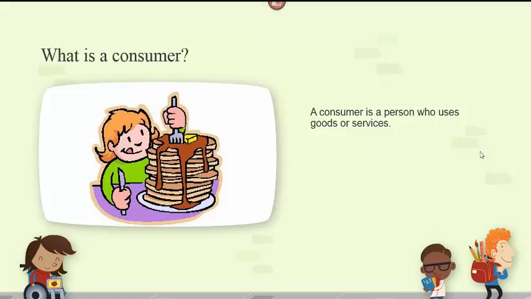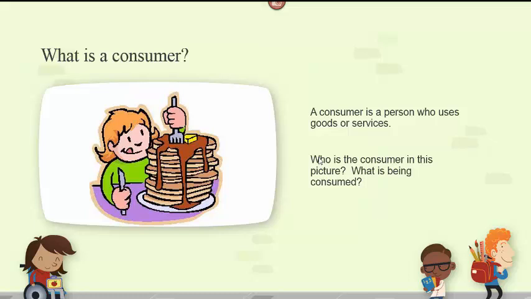Now, if you remember back to the last video, a good is something that you can buy, that you can use. And a service is something that you do for someone else. So a good is a thing, remember, and a service is something that you do. So let's take a look at this picture. Who is the consumer in the picture? And what do you think is being consumed? What is the good that the person is using?